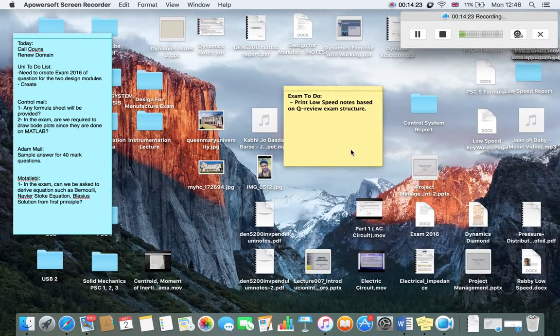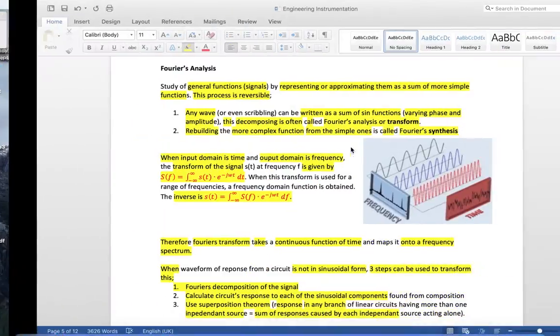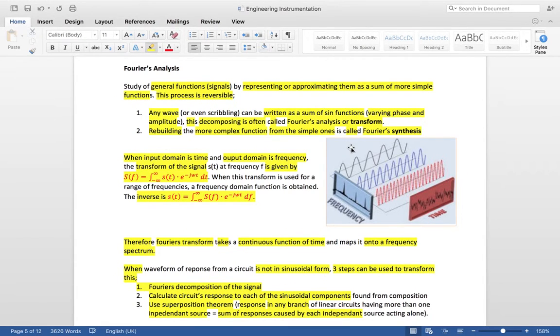Now let's move to page number 5, and we're going to talk about Fourier analysis. So we know general function signals can be represented or approximated as a sum of simpler functions, and this process is reversible. So it's a method to decompose a complex function into simple sinusoidal functions, and vice versa. So any wave can be written as a sum of sine functions with varying phase and amplitude, and this decomposition is called Fourier analysis or transform.